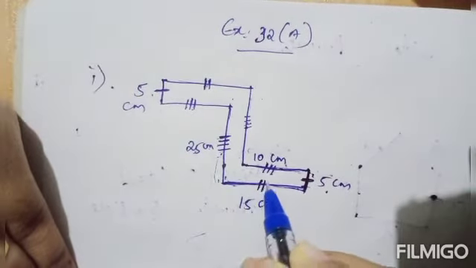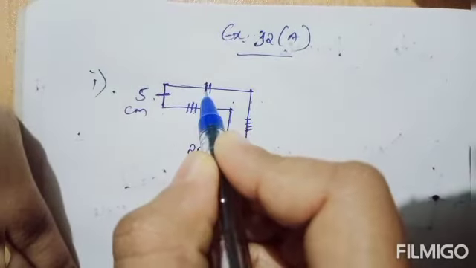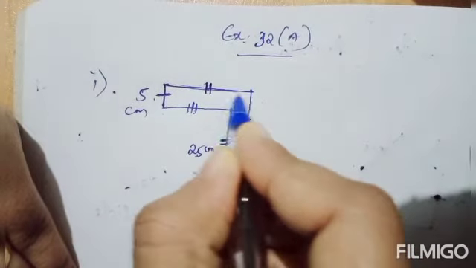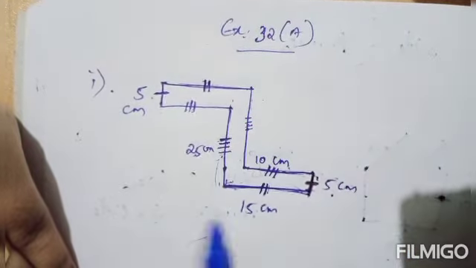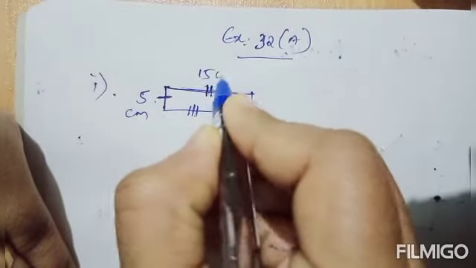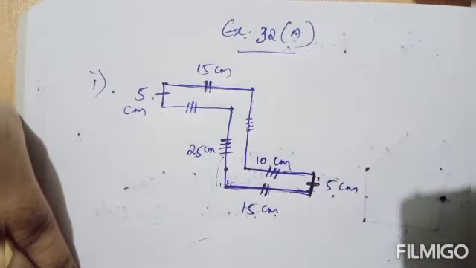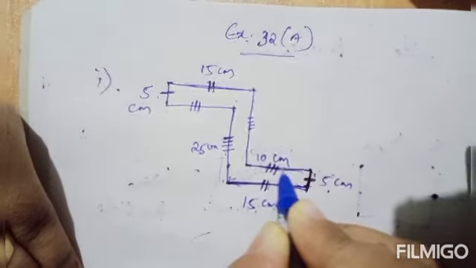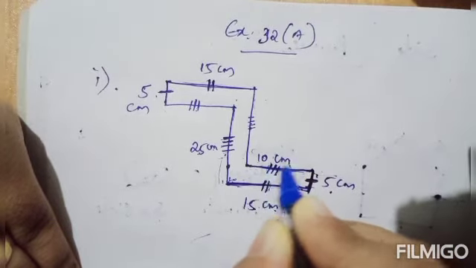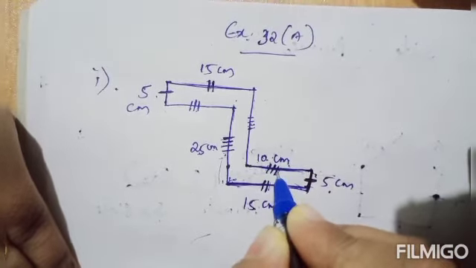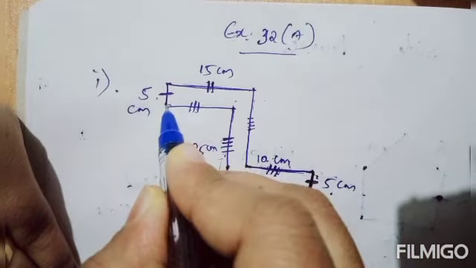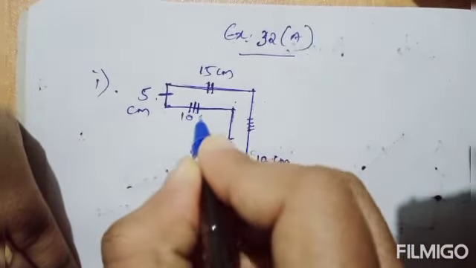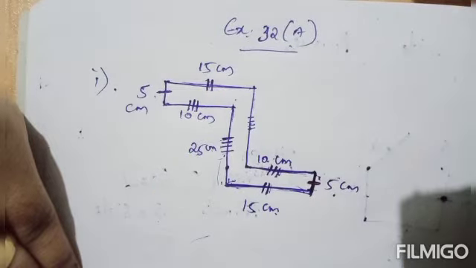Now here 2 lines you can see. Here in this side also 2 lines. That means these 2 sides have equal length. Okay. So this is 15. This is also 15 centimeter. Now you can see 3 lines. This line, it is 10 centimeter and it is represented by 3 lines. And this length is also represented by 3 lines. That means it is also 10 centimeter in length.